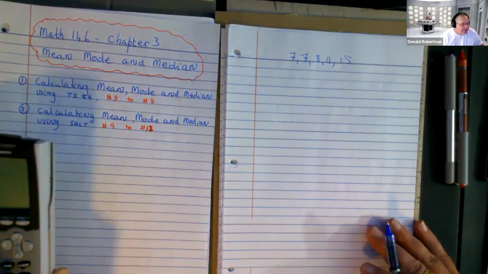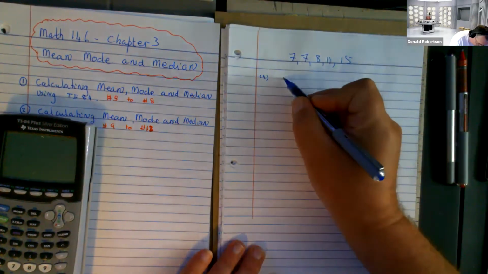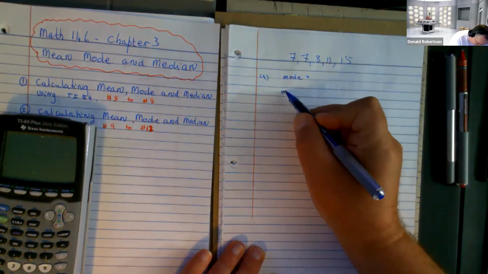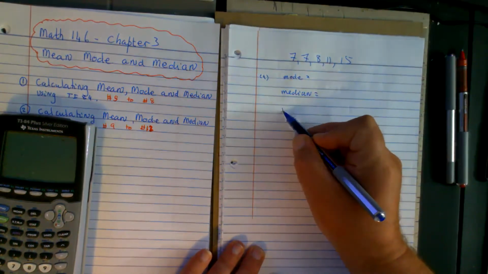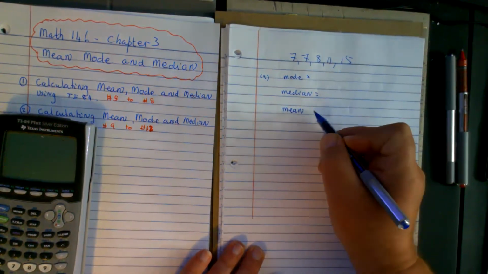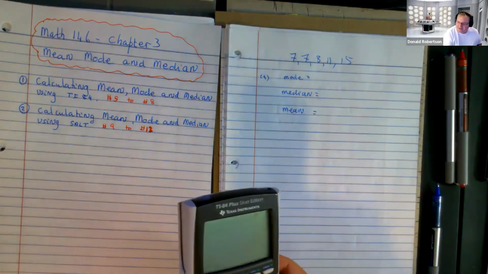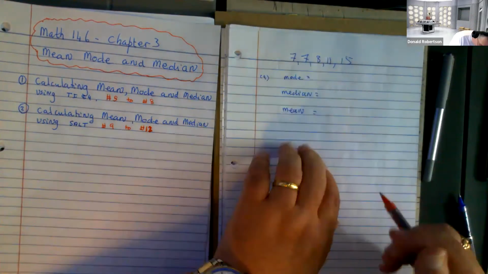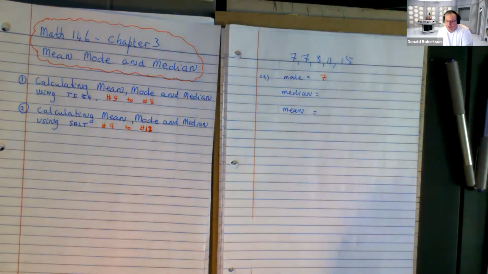Right. So question A says compute. They're doing it in their order, so mode first. The median is second. And then lastly, the mean. And since there's only 5 numbers, can I just do it the boring way? I just do it in my head almost, right? Would you look at these numbers? Would you agree that the number 7 occurs more often than anybody else? So the mode is 7. It was as easy as that.